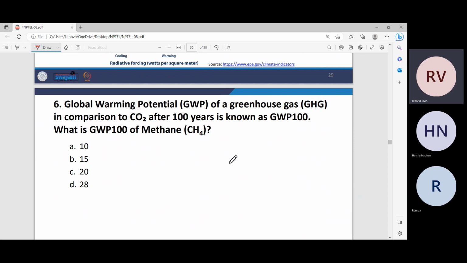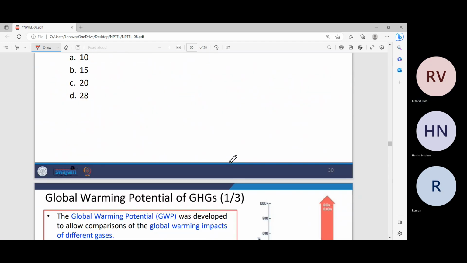Now we have the next question. The global warming potential of a greenhouse gas in comparison to CO2 after 100 years is known as GWP 100. So, what will be the GWP 100 of methane? Any idea how to find that?